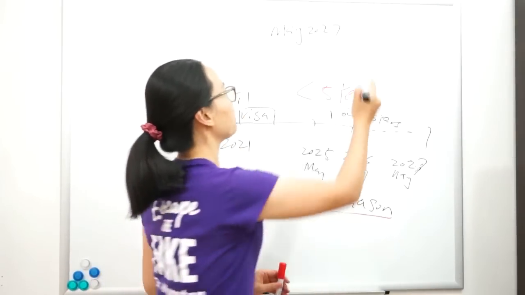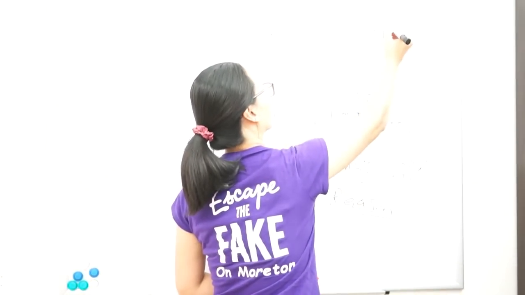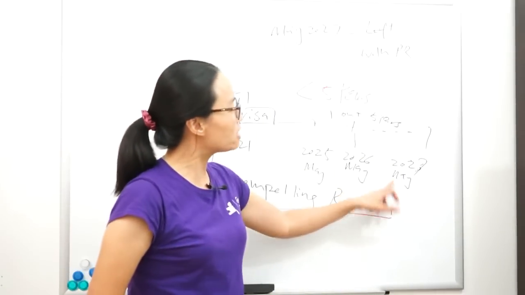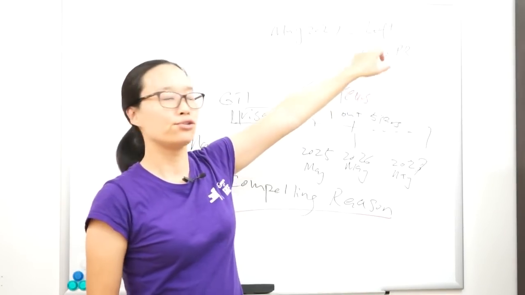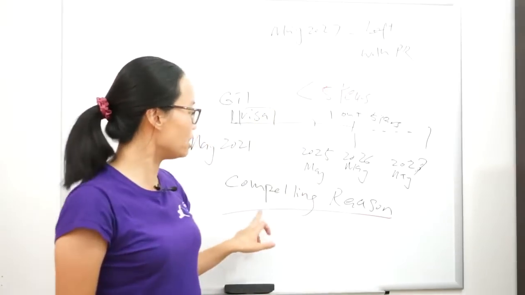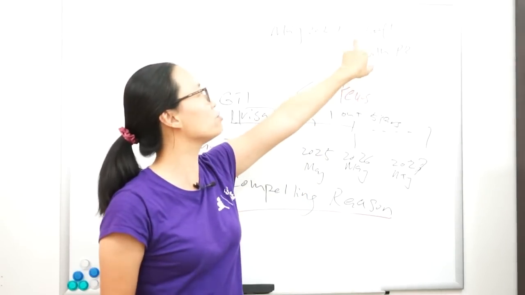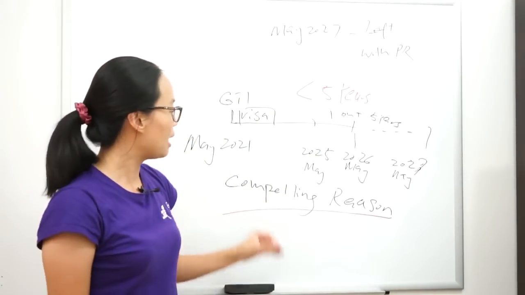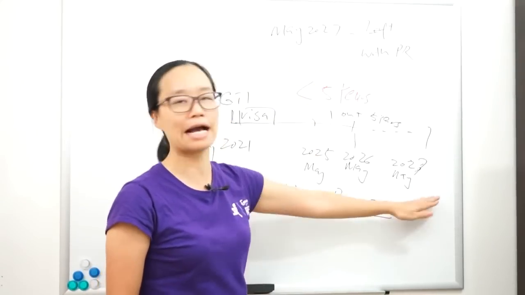Left without PR, without travel facility. Okay, they left and they forgot. And they have to justify why they left without PR. The compelling reason will therefore be the justification. First of all, why you left Australia without PR. Secondly, why you did not return back.